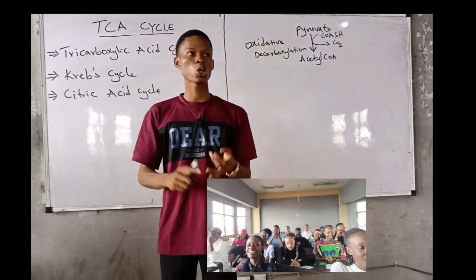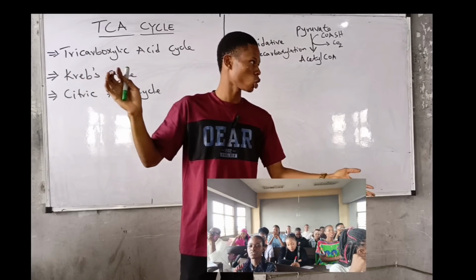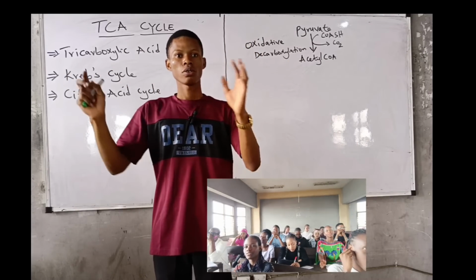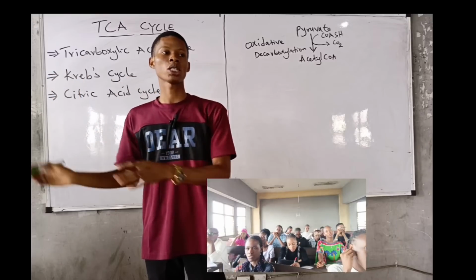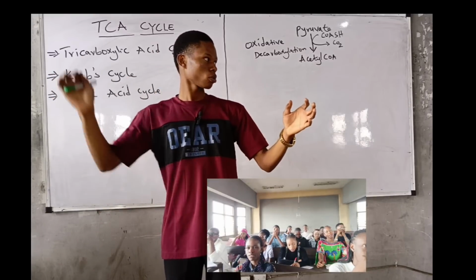From glucose to glucose-6-phosphate, glucose-6-phosphate to fructose-6-phosphate, fructose-6-phosphate to what? Fructose 1,6-bisphosphate. There will be a cleavage to what and what?